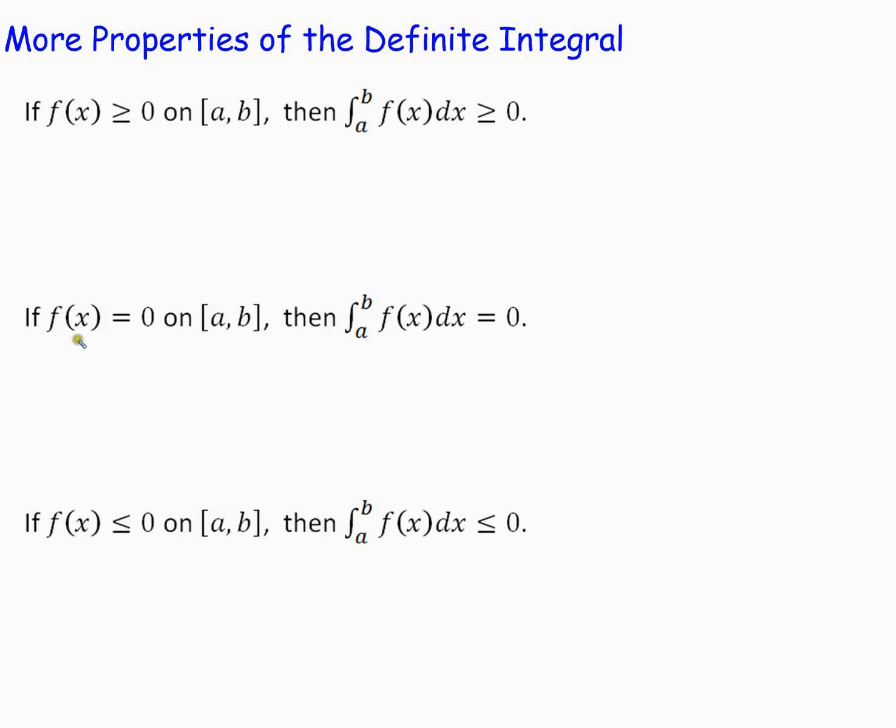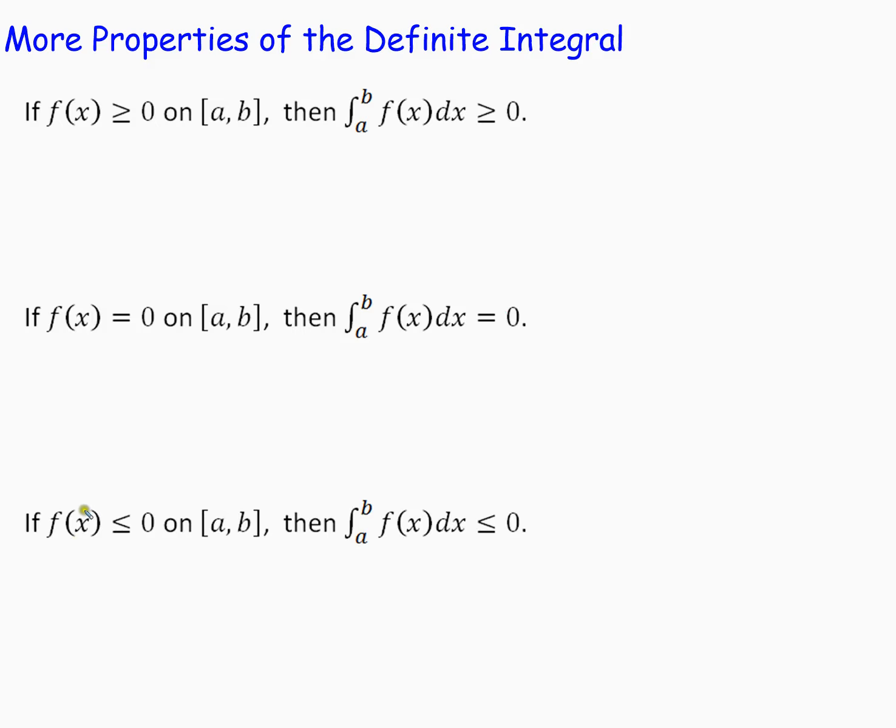If the function is 0, like it always equals 0 on the interval A to B, then the integral from A to B will equal 0. And that makes sense again if we think of area under a curve. If the curve's on the x-axis, there's no area between it and the x-axis.